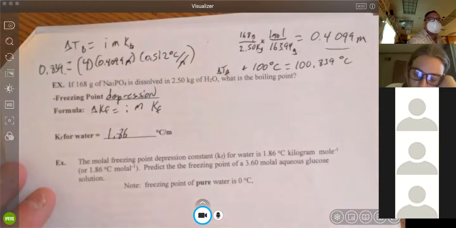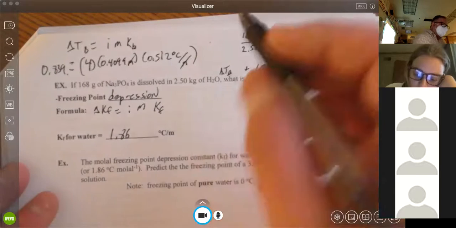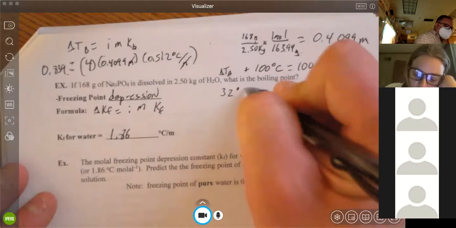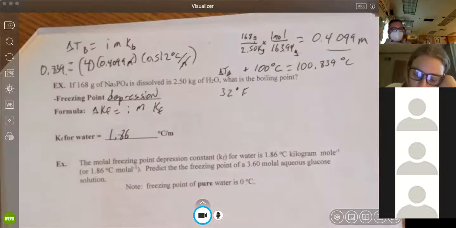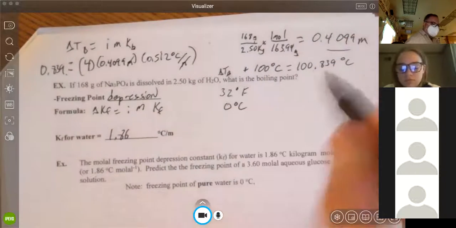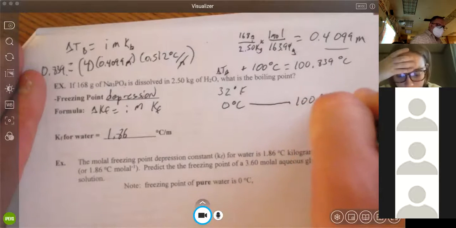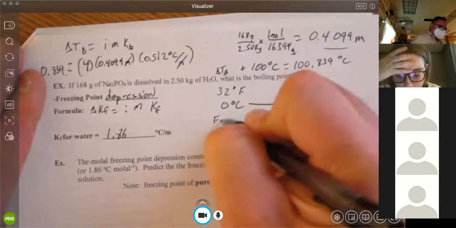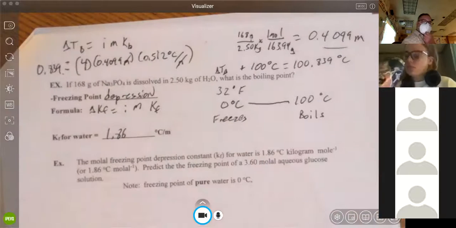Now, what is the freezing point of pure water? I'll accept Fahrenheit or Celsius to start with. 32 degrees Fahrenheit. Problem is our constant here is in degrees Celsius. Can anybody tell me the freezing point of water in Celsius? 0. So the whole thing for the Celsius scale is it's based on water. At 0 degrees, water freezes. At 100 degrees, water boils. Just keep that in mind.